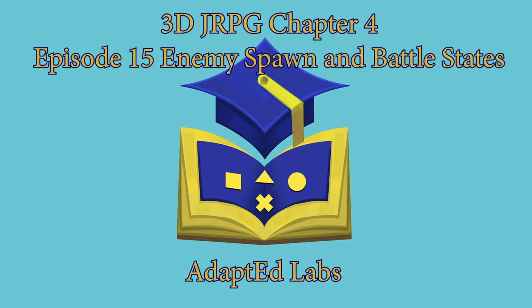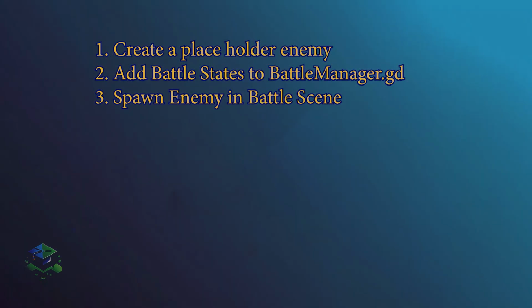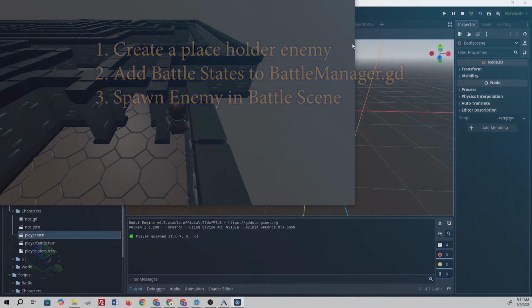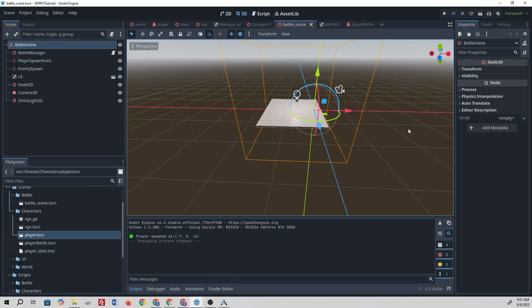This time around we're gonna be getting our enemy into the battle scene. So right now, if we look at our battle scene and we press play to run the current scene, we just got the player. So we're gonna have the enemy spawn, we're gonna give him some basic stats, and then that'll be it for this video.